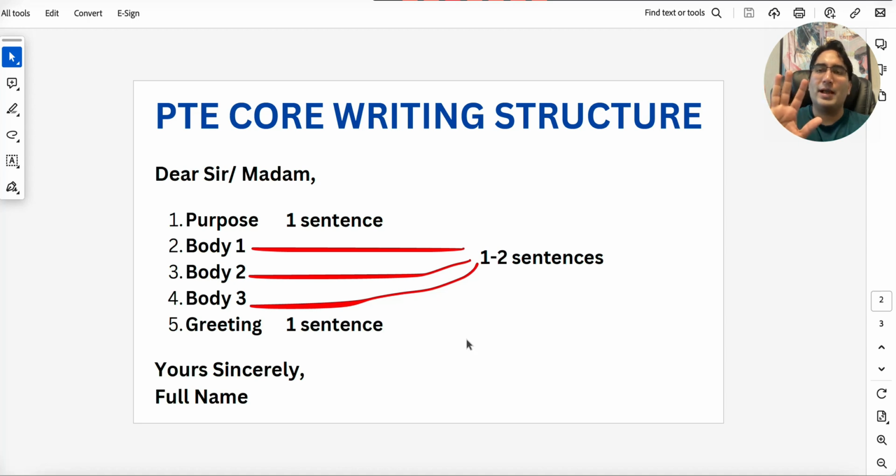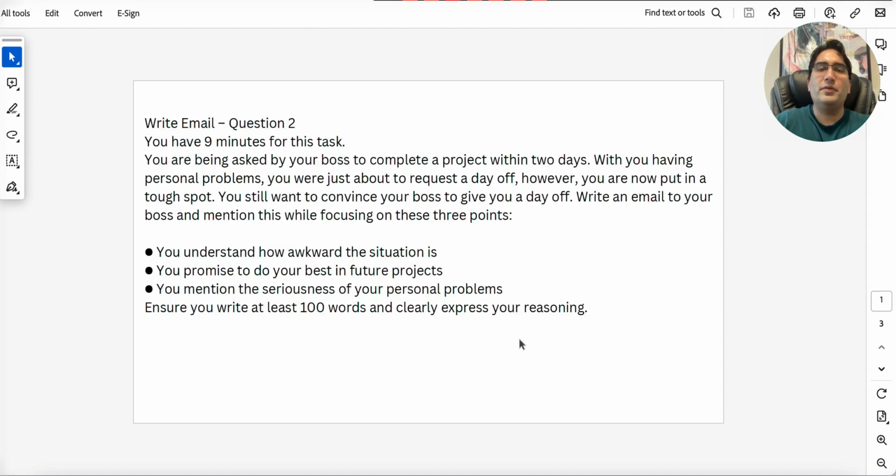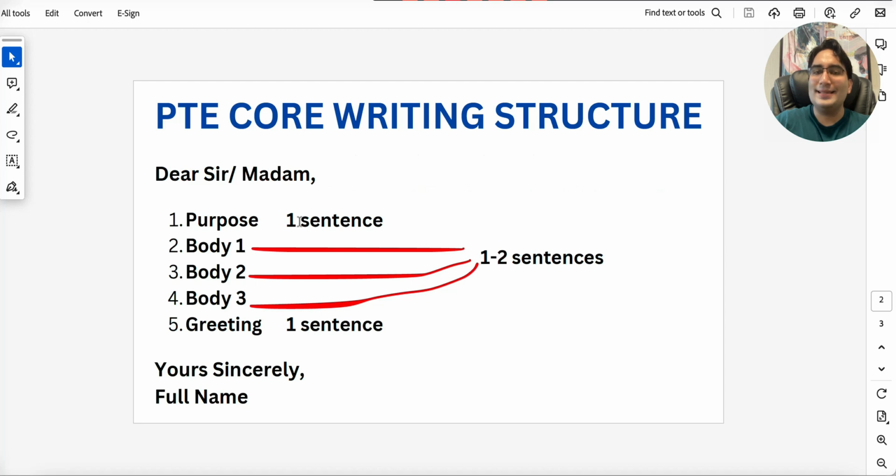You want to do 5 paragraphs in total, and this is where you get all the marks for your structure. Guys, you're going to start the introduction with the first paragraph. That's the purpose. Here you mention the purpose of my writing is this, or I'm writing because. This is where you're going to paraphrase the question in just 1 sentence. And these guidelines are important because it's a struggle to finish this in time and also finish this with sufficient words. So remember, 1 sentence for the purpose is enough.